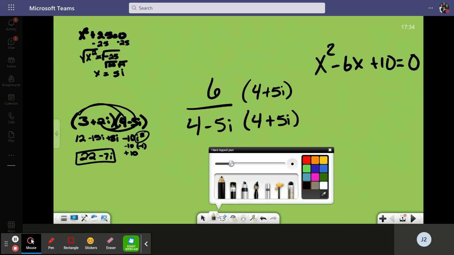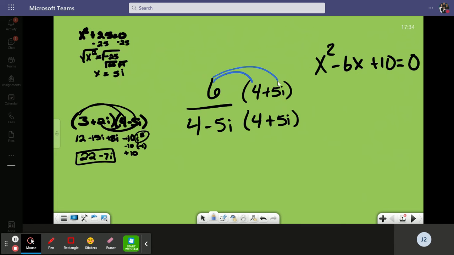Okay, so I got to distribute that 6. So that's going to give me 24 plus 30i. And now I got to FOIL out that bottom, right? First, outside, inside, last. And this one is going to be a negative, right? And then here we go again, minus 25i squared. After that, I'm stuck.